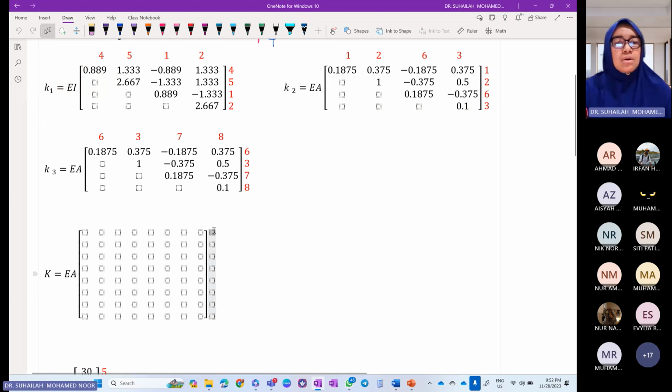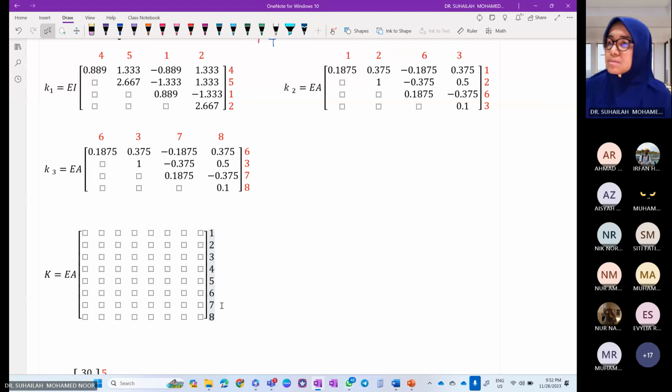Okay, 1, 2, 3, 4, 5, 6, 7, 8. Because we have 8 degrees of freedom: A 2, B 2, C 2, D 2. So we have 8 degrees of freedom. And from K1 and K2 and K3, it is just simple mathematics. You add the values only.